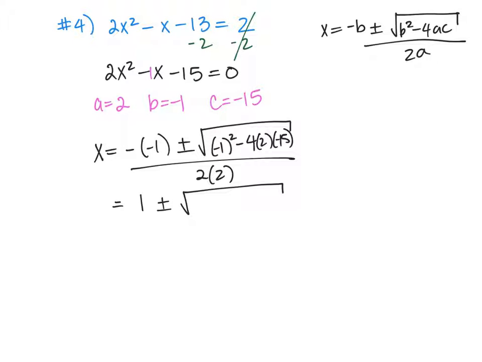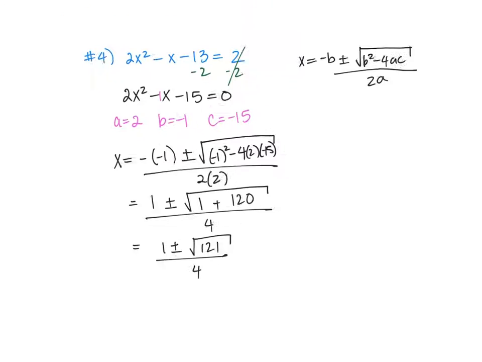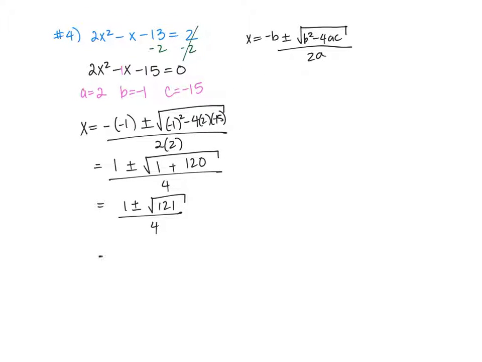So negative 1 squared gives you 1. And then if I multiply this out, 4 times 2 gives me 8. 8 times 15. Well, let me just double check here with my calculator. Well, it looks like 8 times 15 gives you 120. Now, because I noticed there are two negative signs, that means it's going to be a positive 120 over 4. So this inside the root is going to be 1 plus 120, which is 121 over 4. 121 is a nice root. If you take the square root of 121, you get 11.